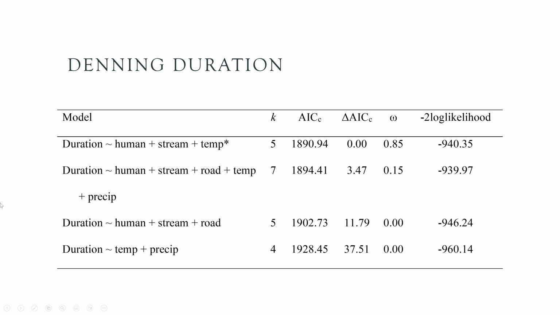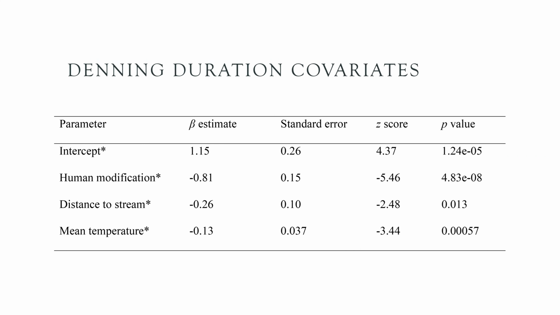As far as denning duration, I had one supported model that included human modification, the distance to streams, and the mean temperature during denning. And when we take a look at that model and break it down, we see a significant negative relationship between the duration of denning at a den and each of these three covariates. So as human modification increased, denning duration decreased. As the distance to streams increased, denning duration decreased. And as the temperature increased, denning duration decreased.